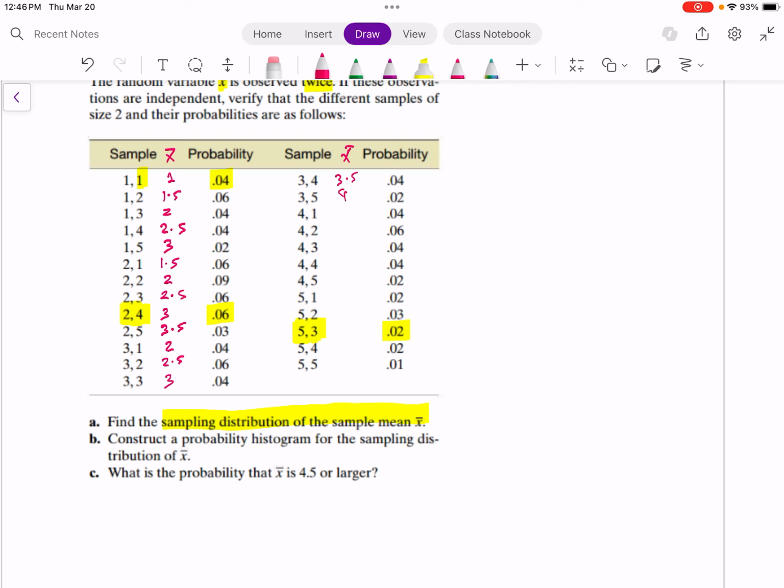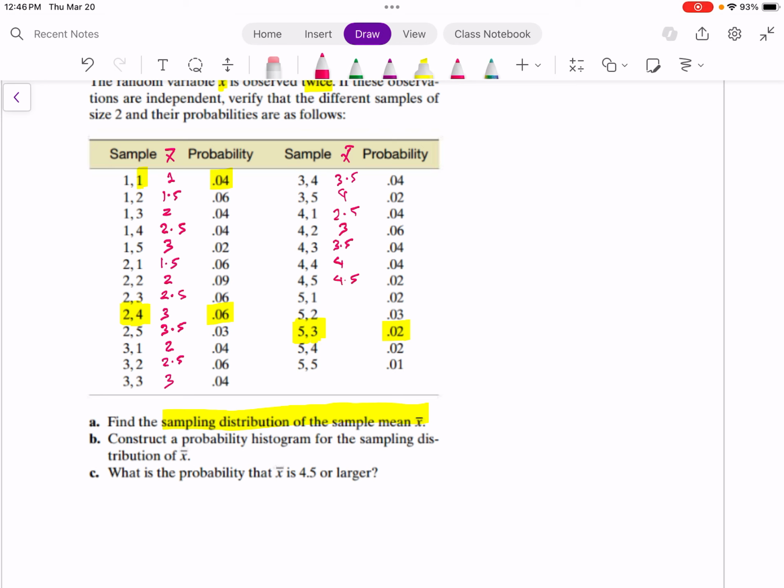4. 4 plus 1, 5 divided by 2, 2.5. 4 plus 2, 6 divided by 2, 3. 4 plus 3, 7 divided by 2, 3.5. 4 plus 4, 8 divided by 2, 4. 4 plus 5, 9 divided by 2, 4.5.